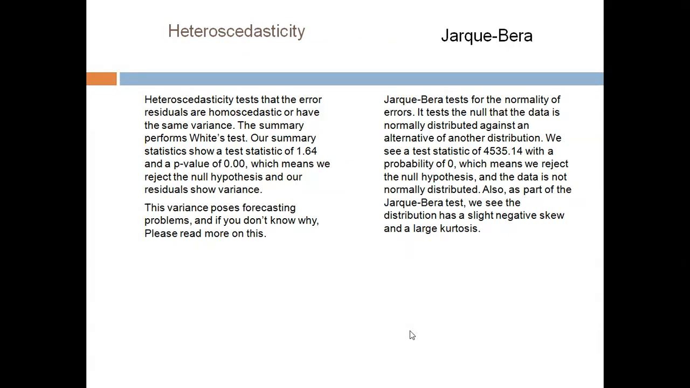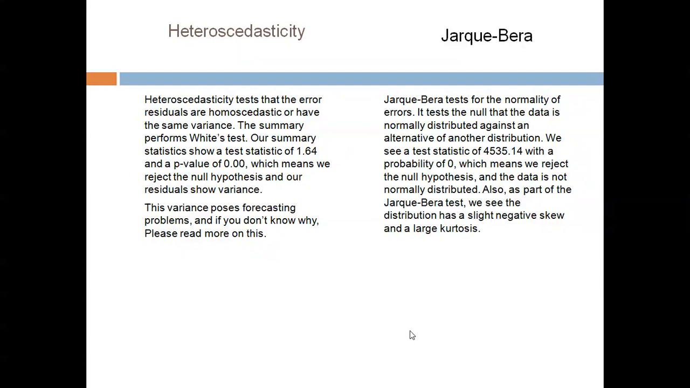Second one, heteroskedasticity. It tests whether the error residuals are homoscedastic, or have the same variance. The summary performs a White test. Our summary statistics show a test statistic of 1.64 and a p-value of 0.00, which means we reject the null hypothesis and our residuals show variance. This variance poses a forecasting problem if you go with this data.